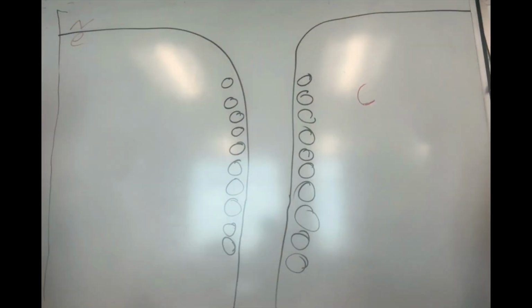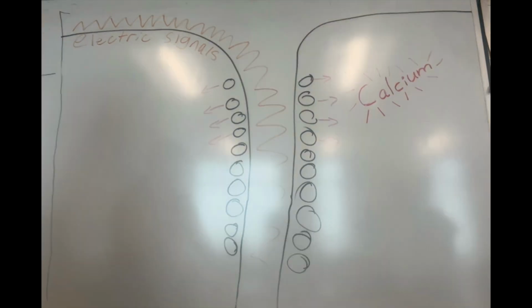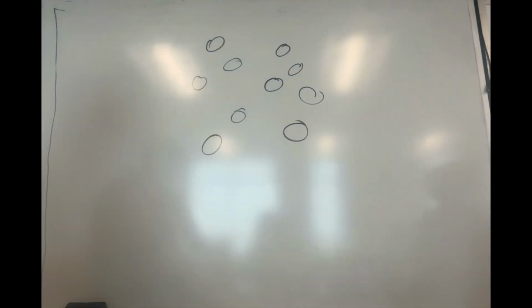At the T-tubule, electrical signals running along the sarcolemma enter the T-tubule. This releases the voltage gates, which allows calcium to exit the sarcoplasmic reticulum.